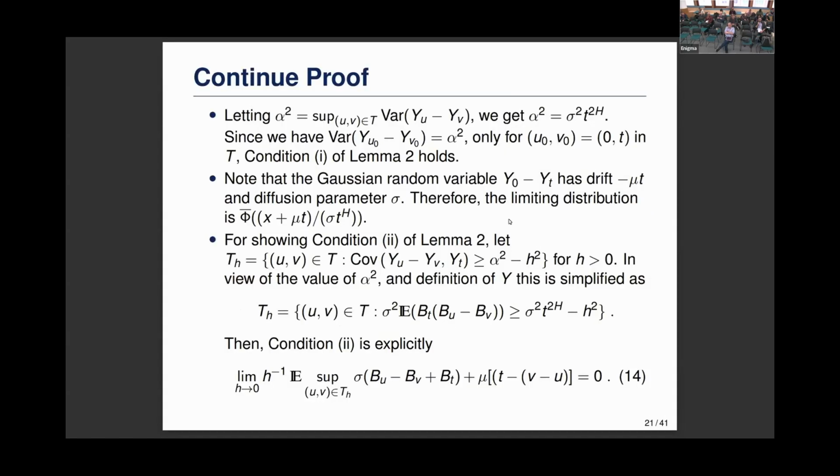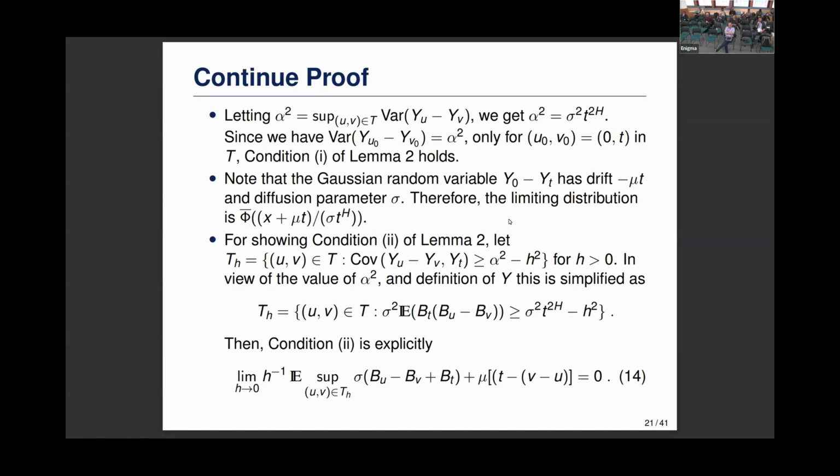And the alpha square here is corresponding to the highest variance of those differences, which occurs actually, and it's a really unique variance, and it occurs on the unique time, for the difference of y0 minus yt, so the alpha squared, that's the highest variance the difference can have. So the alpha squared here is sigma squared t to 2H. And that difference from 0 to t has drift minus mu t and the diffusion parameter sigma. So therefore, we expect the limiting distribution to be in this form for the maximum loss.